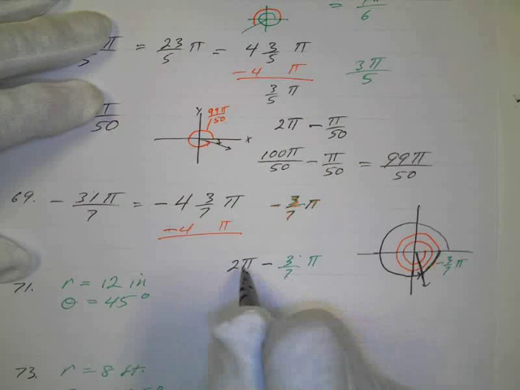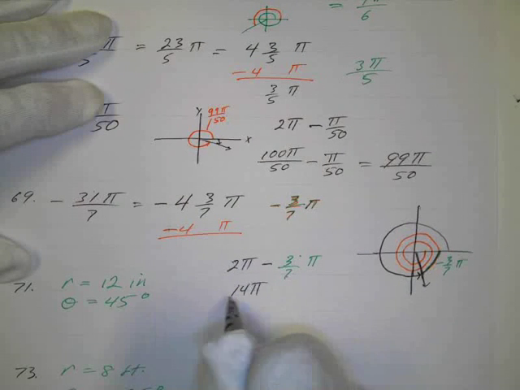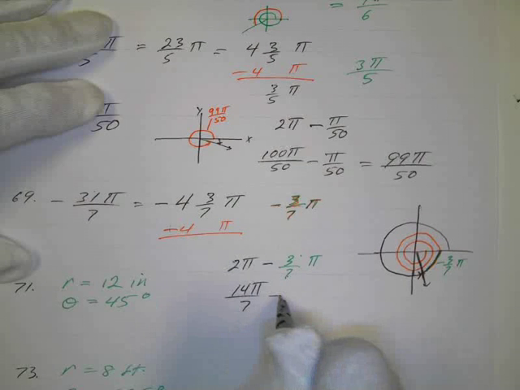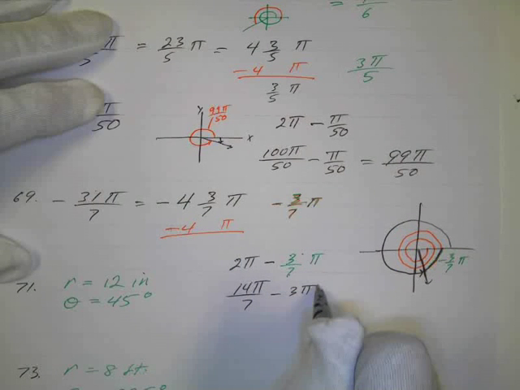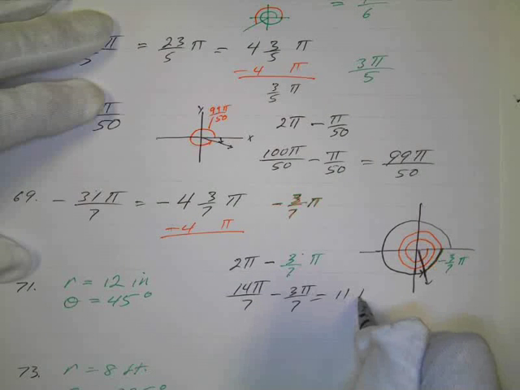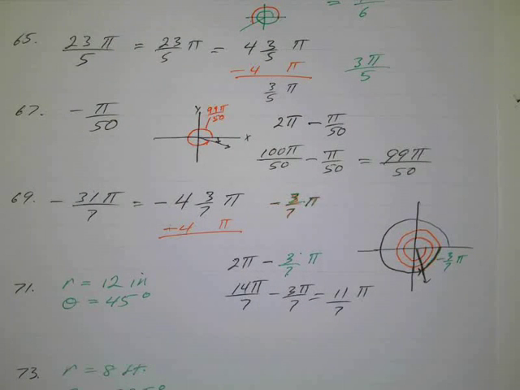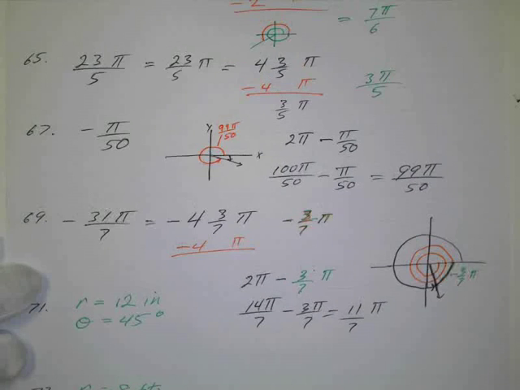We're going to put this over a common denominator. What's my common denominator? It's going to be 7, so I need to multiply the top and the bottom by 7. So I got 14 pi over 7 minus 3 pi over 7, and 14 minus 3 is 11, so 11 pi all over my common denominator of 7. So that should do it.